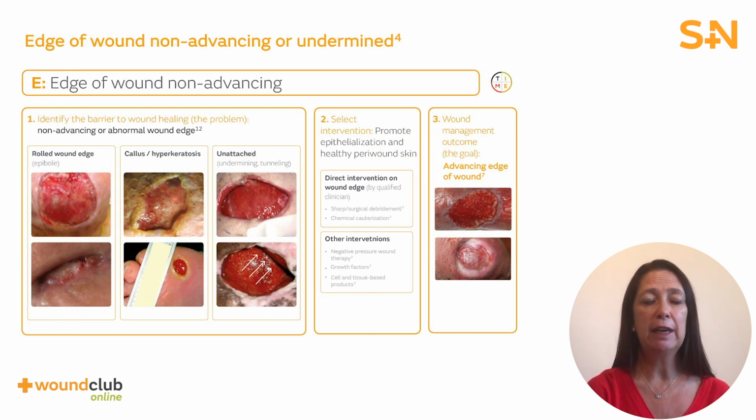E represents edge of wound, non-advancing or undermined. Let's talk about what we should expect in a healthy wound edge. The final stage of wound healing is epithelialization, which is the active division, migration and maturation of epidermal cells from the wound margin across the open wound.